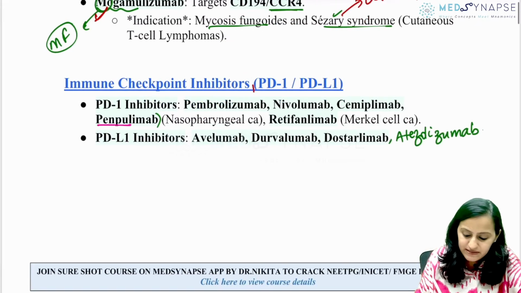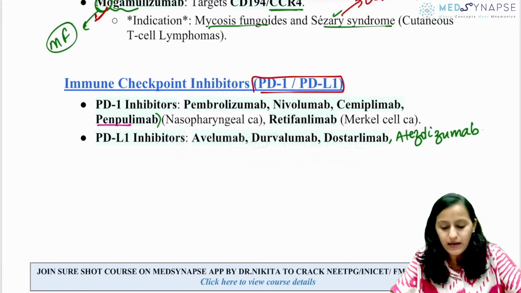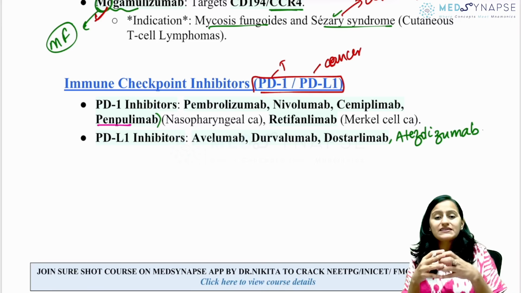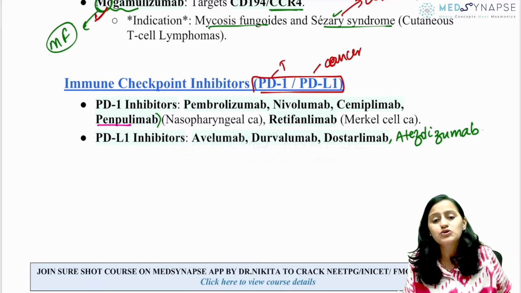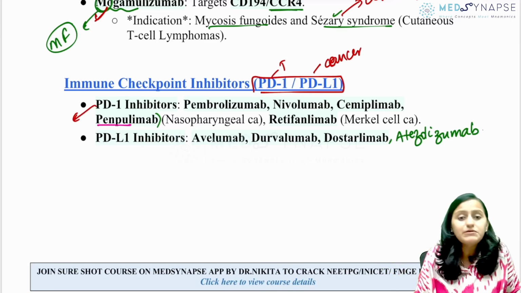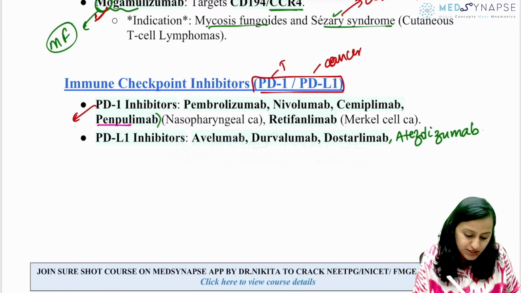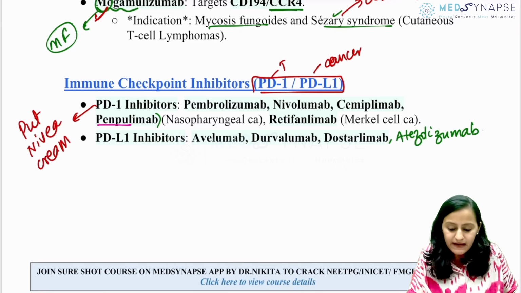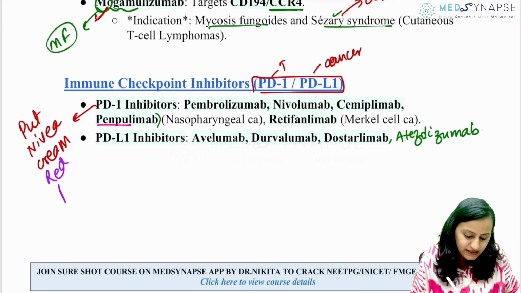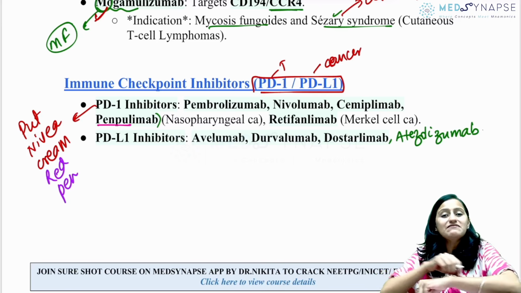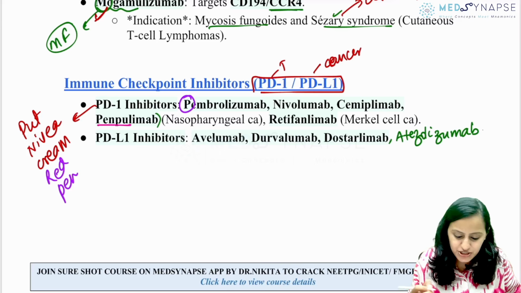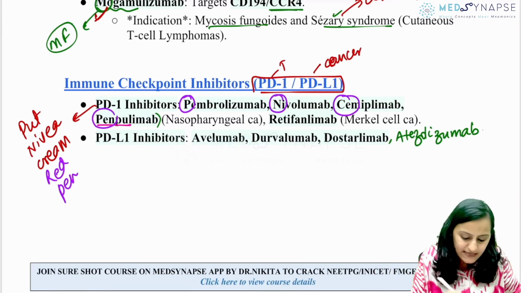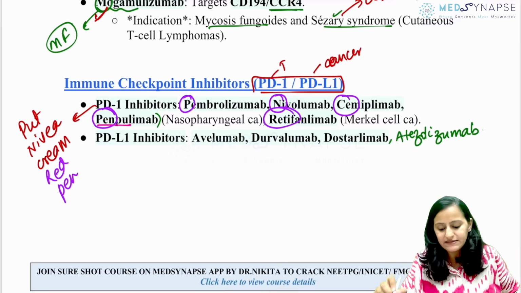Coming to immune checkpoint inhibitors, very, very important for INI-CET, PD1, PDL1. PD1 present on T cells, PDL1 present on cancer cells, right? So that interaction, if it is not happening, the cancer cells will not be killed. So this immune checkpoint inhibitor, the PD1 inhibitor, the mnemonic that we know from SureShot extra H is put Nivea cream. So PD1 is put Nivea cream. Add to that list, put Nivea cream with a red pen. Imagine you have a red pen and you're putting Nivea cream with a red pen. So you have P, put is pembrolizumab, Nivea is nivolumab, cream is cemiplimab, pen is penpulimab, and red is retifanlimab.